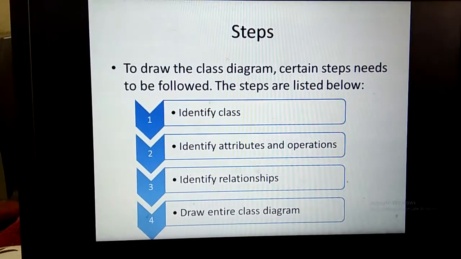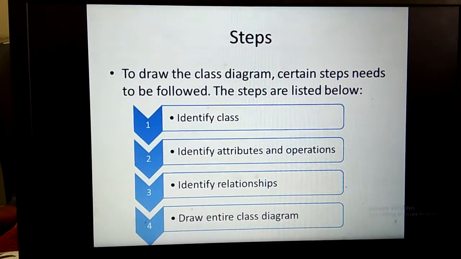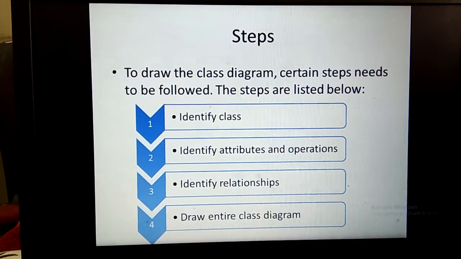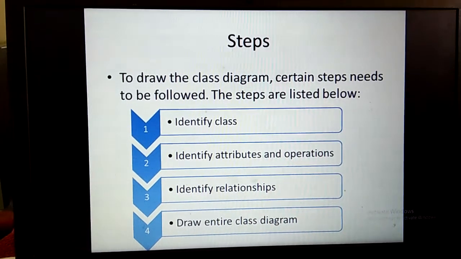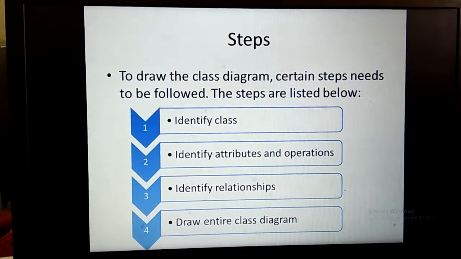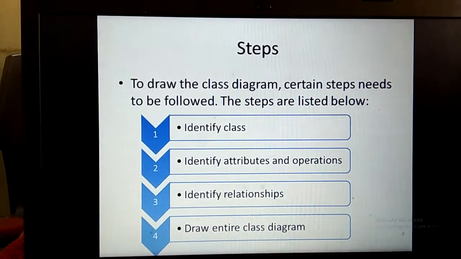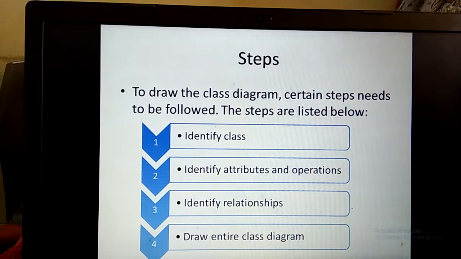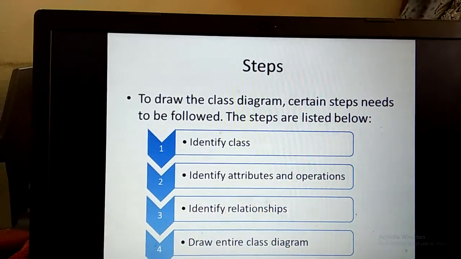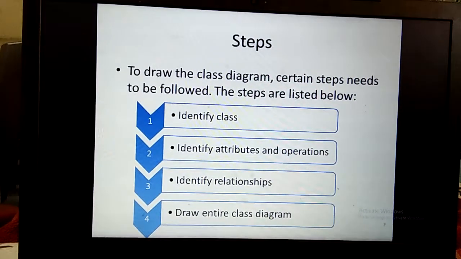So now we will see what the various steps are to draw a class diagram. The various steps are: first, we need to identify the classes. Then, we need to identify the attributes and operations which pertain to a particular class. In the third step, we need to identify various relationships amongst classes. And fourth, we will draw the entire visualization or the prototype of the system in the form of this class diagram.